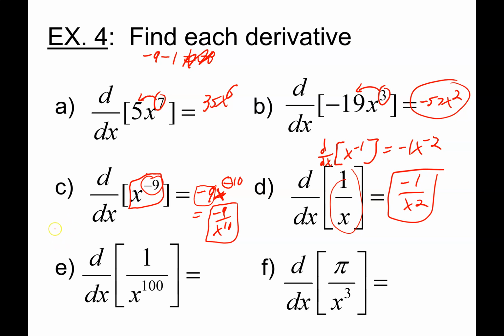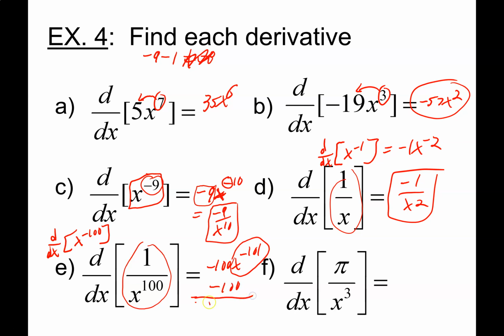Same basic idea here. Derivative with respect to x. This is not a fun way to derive, so I'm going to rewrite it using the negative power, which gives me negative 100. Keep the x. Negative 100 minus 1 is negative 101, and the negative power goes to the bottom.